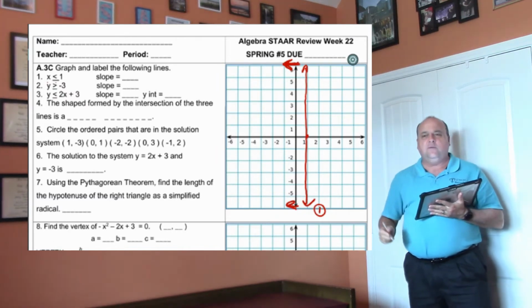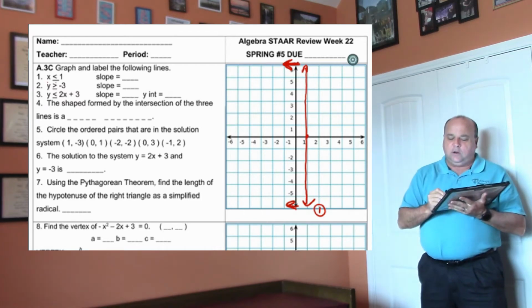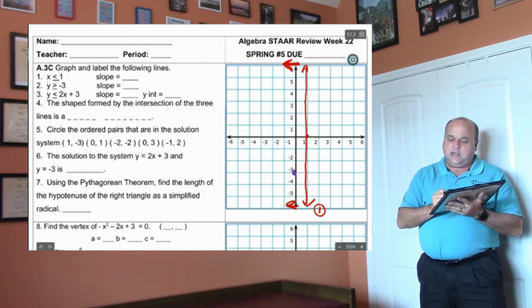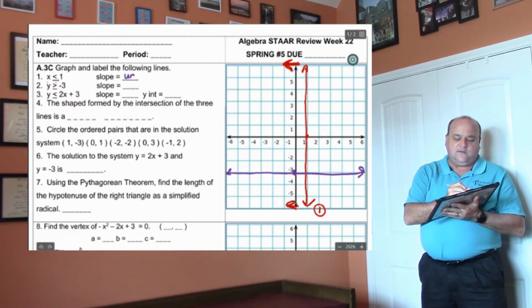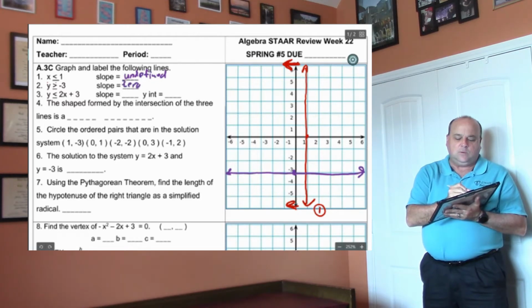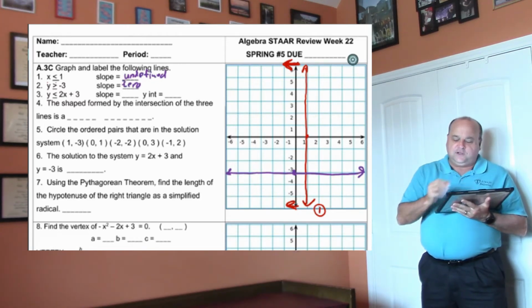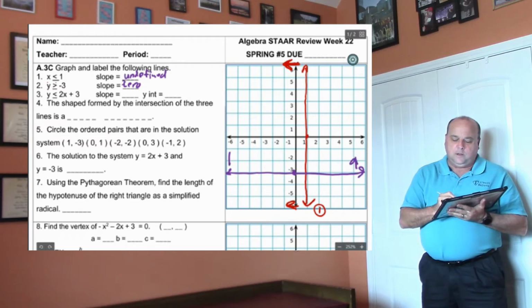Number 2, y greater than or equal to negative 3. So it's only going to cross the y-axis at negative 3. It's going to be a flat line with a slope of 0. This has an undefined slope. Sorry about that. Number 1 has an undefined slope. This has a slope of 0. Okay, and on this one, we are going to shade up, aren't we?